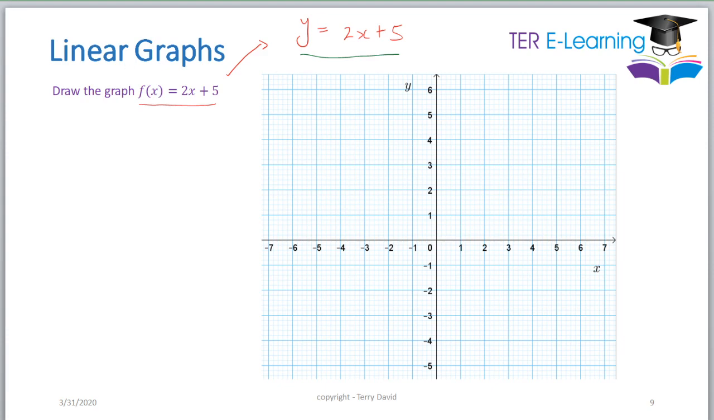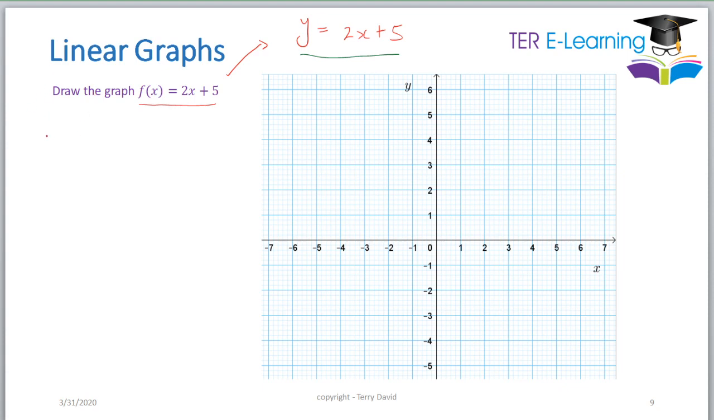Now, how do we do that? In order to draw any straight line, all you really need is 2 points, right? All you need is 2 points to draw a straight line, but what you should try to do is try to use 3 points, just in case you make a mistake, right? So here's what we need to do. We need to choose some x values and substitute them into the function, okay? So let's do something here.